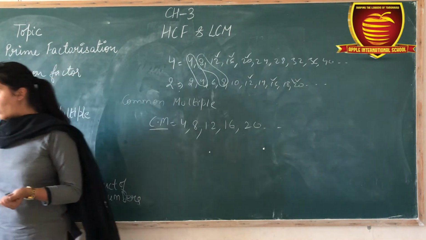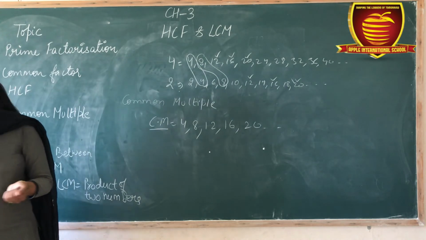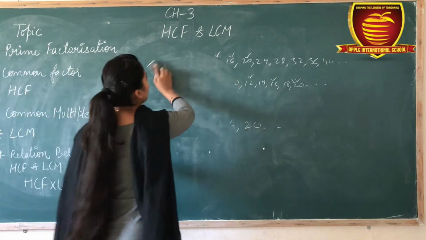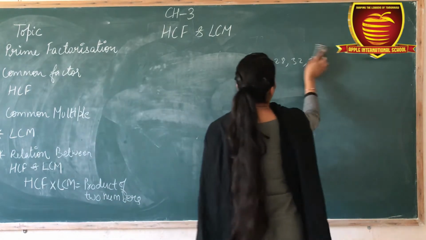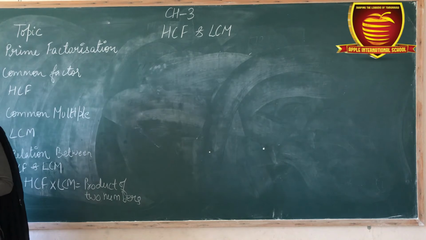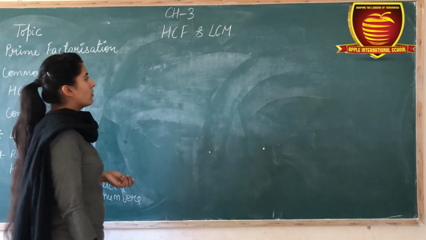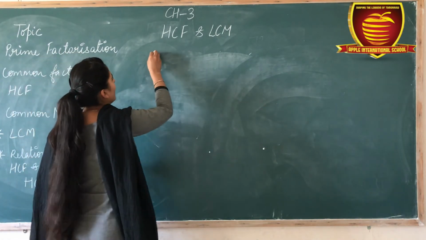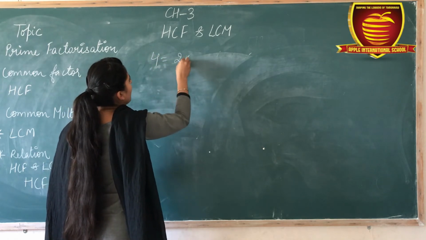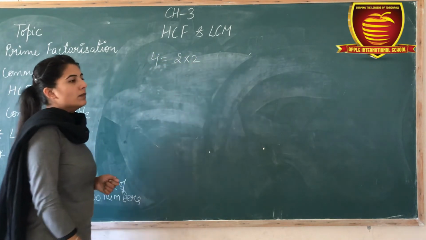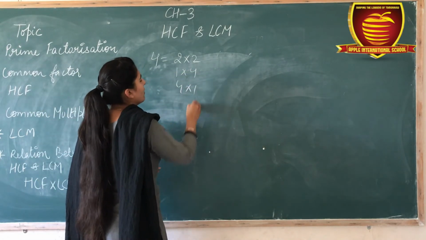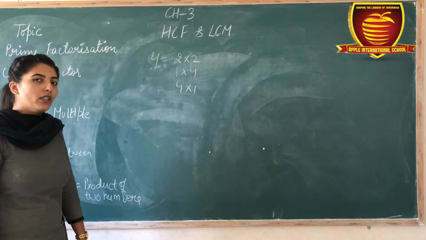Now next, we have to find out the highest common factor. Now a term arises: factors. Factors means, as we already did 4, the factors of 4 are 2 into 2, 1 into 4, 4 into 1. These are the factors of 4.